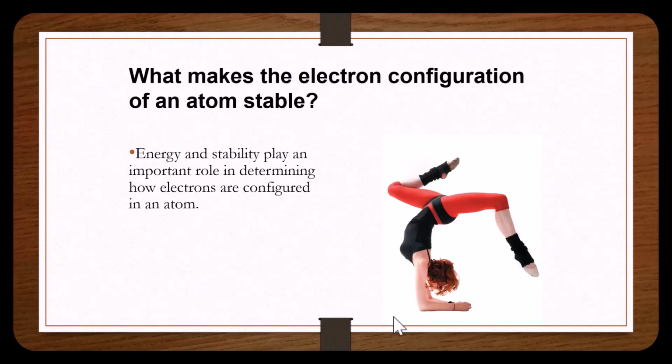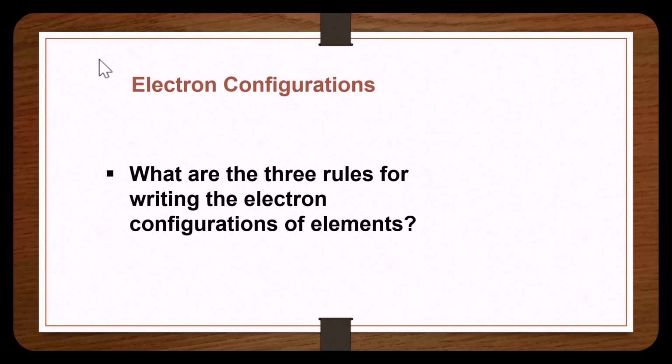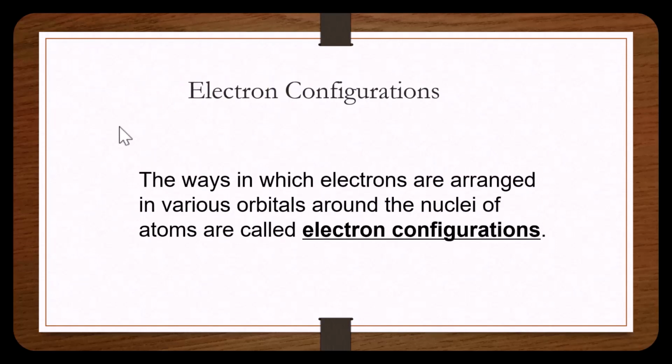Let's talk a little bit about how atoms are built and how they are all built the same way. What makes the electron configuration of an atom stable? Energy and stability play an important role in determining how electrons are configured in an atom. There are 3 rules to consider when writing an electron configuration of an element. An electron configuration describes the ways in which electrons are arranged in various orbitals around the nucleus of an atom.